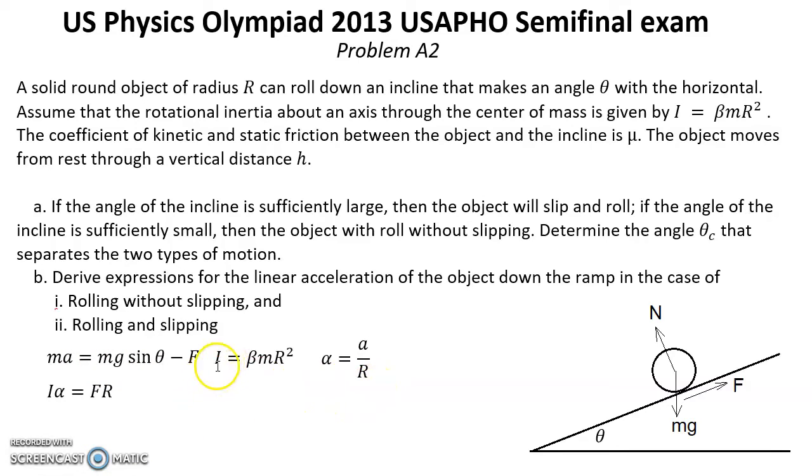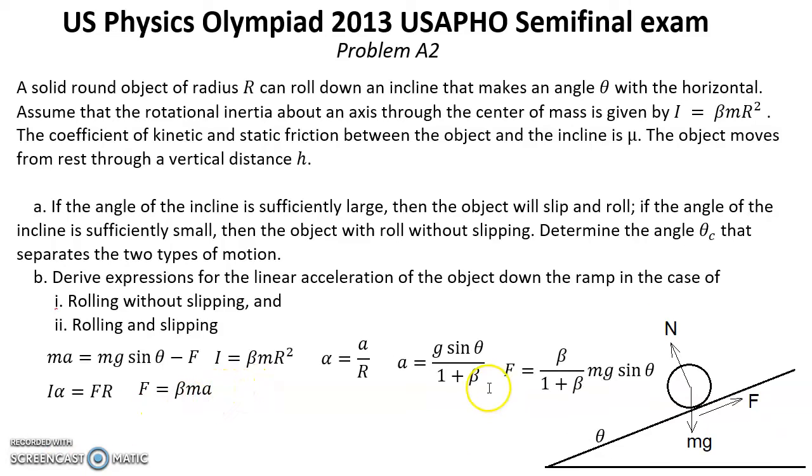Now we put this I here and alpha here, and we will get that force of friction equals beta m a. And we can put this force in the first equation and find what the acceleration is. So acceleration equals g sine theta over 1 plus beta, and now we can put this in the equation for force of friction, and force of friction equals beta over 1 plus beta multiplied by mg sine theta.